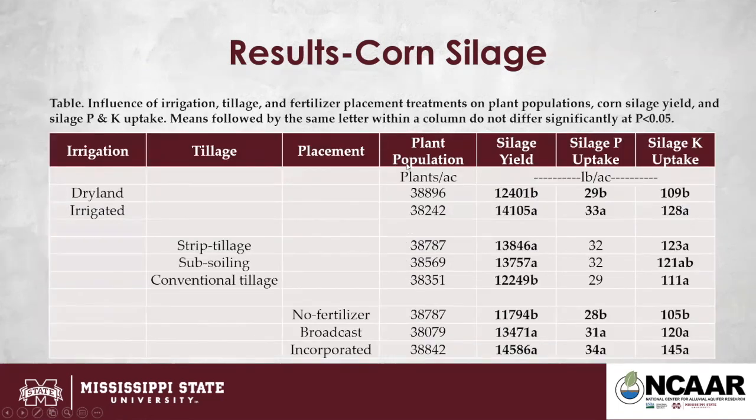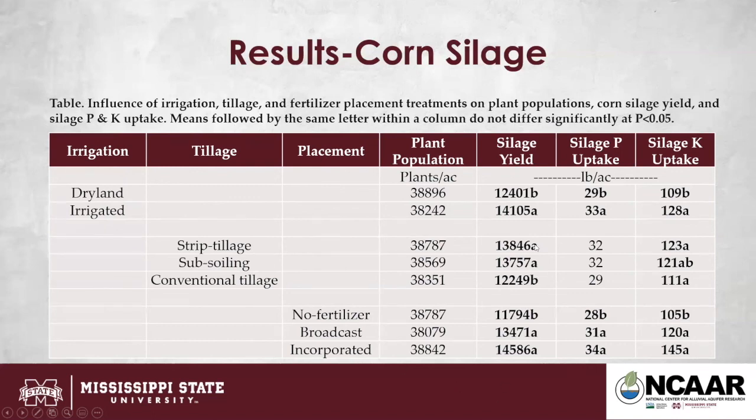Moving on to our table, so this table shows the influence of irrigation, tillage, and fertilizer placement treatment on plant population, corn silage yield, and P and K uptake. So over here, means followed by the same letter within a column do not differ significantly at P less than 0.05. And if you see over here, we have irrigation treatments, and then we have tillage treatment, and then we have placement of the fertilizer.